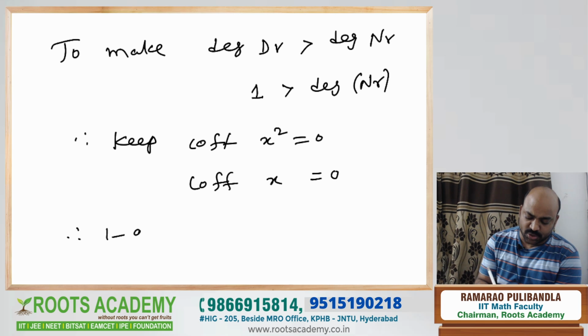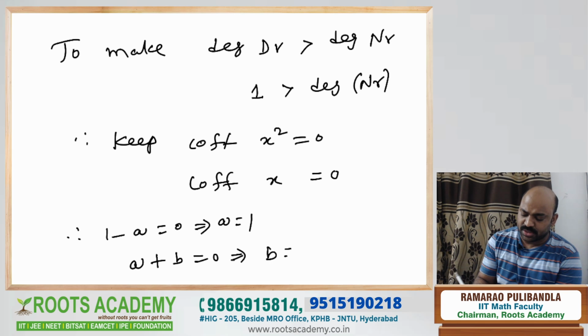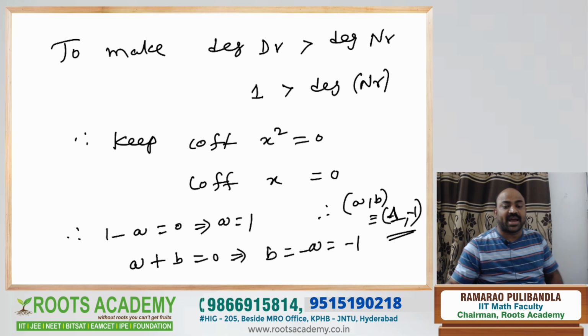1 minus A should be 0, so A is 1. A plus B should be 0, which implies B is minus A, that is minus 1. So can you say what A comma B is? A comma B is minus 1 comma minus 1. Are you getting what I'm saying here?